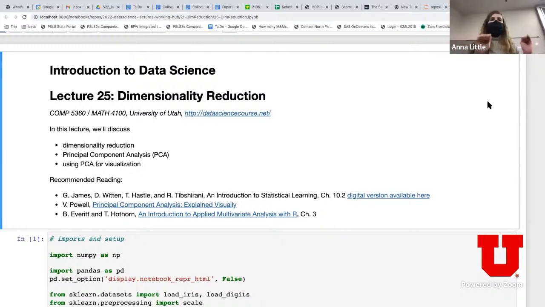Okay, we are going to be talking about dimension reduction today, which is another topic that I like a lot.